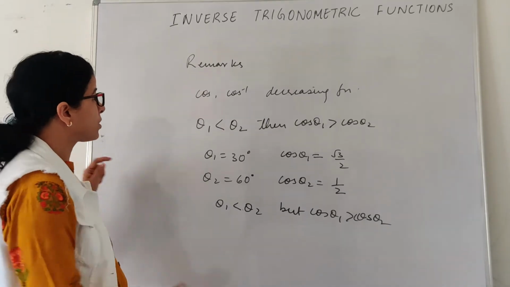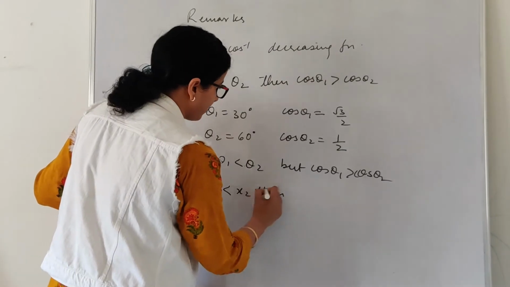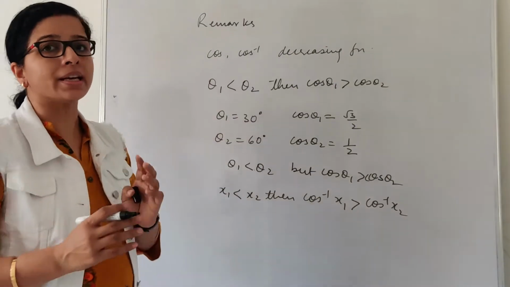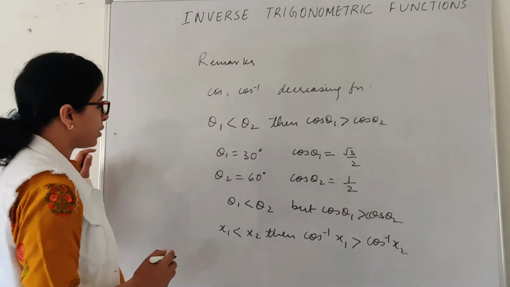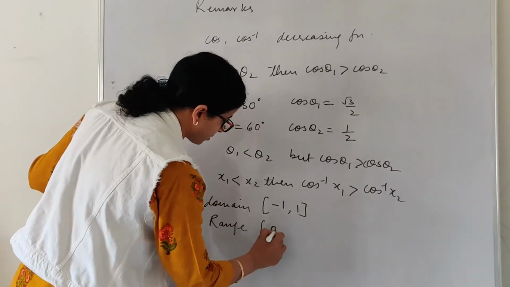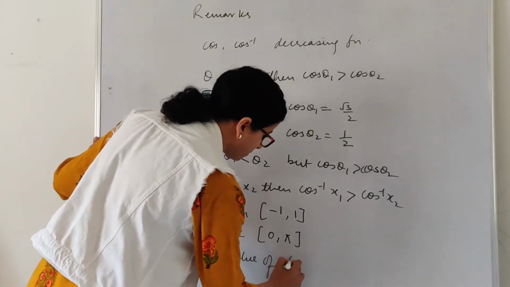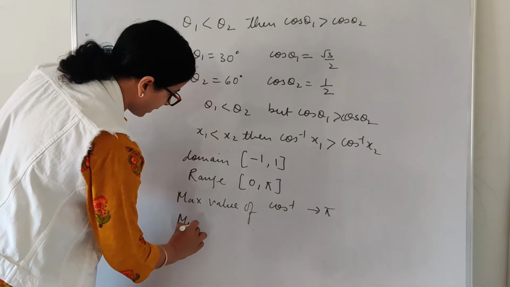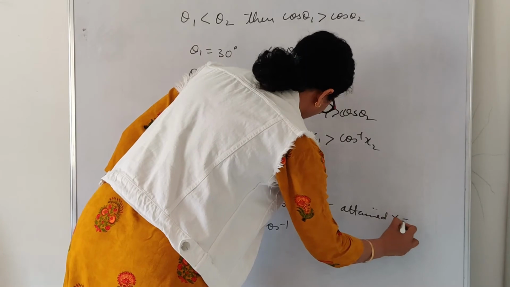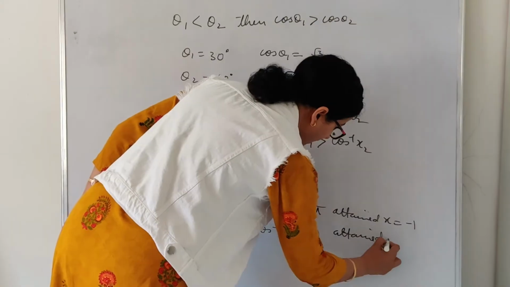Similarly, my cos inverse is also a decreasing function. So if x1 is less than x2, then cos inverse x1 will be greater than cos inverse x2. Both are decreasing functions. And what is my domain of cos inverse x? Minus 1 to 1. What is my range? 0 to pi. The maximum value of cos inverse is pi and the minimum value is 0. Pi is attained at x equals minus 1 and 0 is attained at x equals 1.